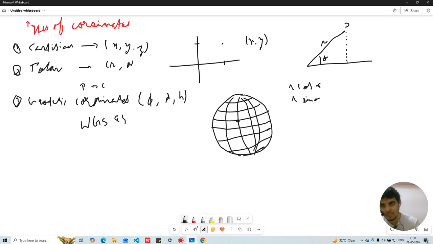But let's continue from now. I've already explained the major types of coordinates: Cartesian coordinates. And by the way, in Cartesian coordinates also there are some different reference systems. So let's go to that. Reference systems in Cartesian coordinates.